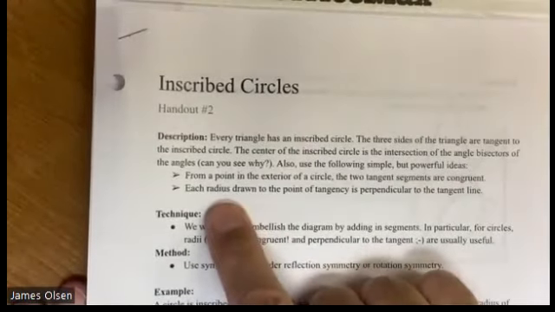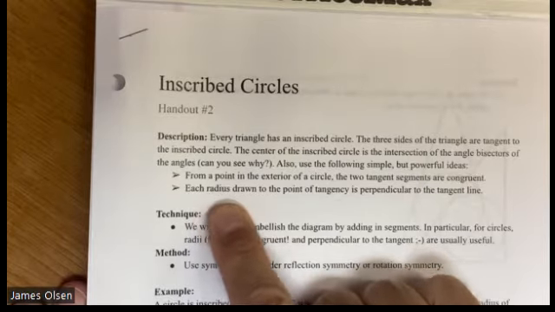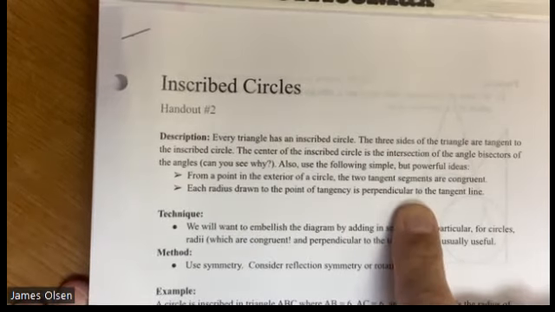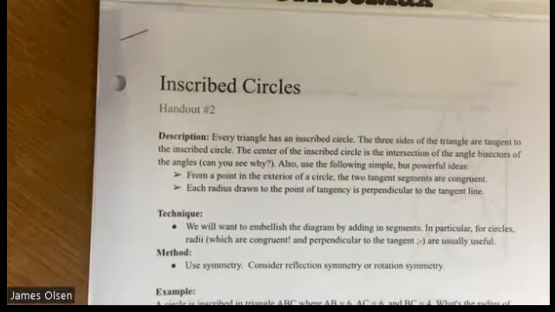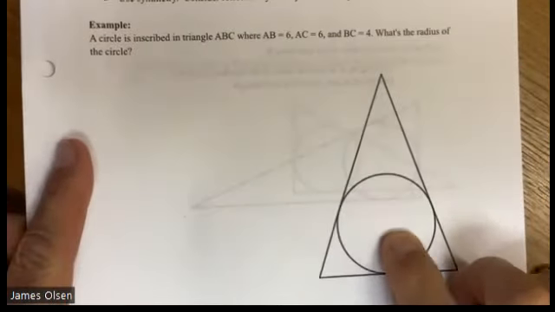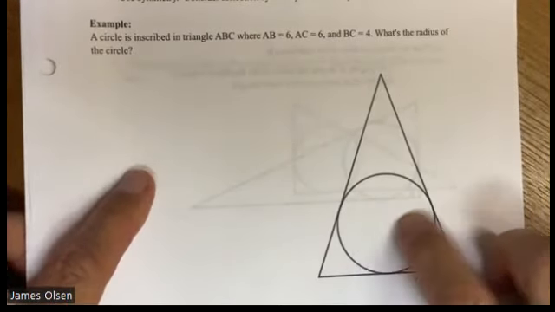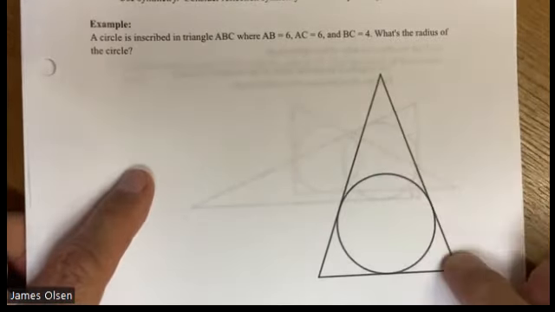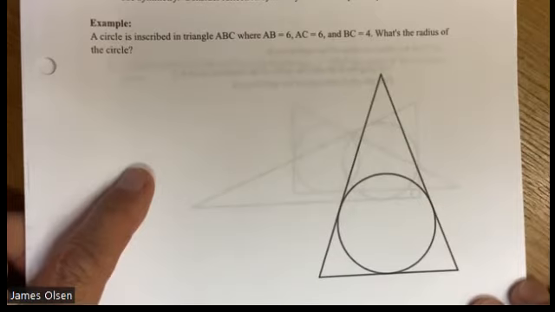Secondly, the relationship between a radius and the tangent line. Each radius drawn to the point of tangency is perpendicular to the tangent line. So if we had the center of the inscribed circle here and drew the radius, this radius would be perpendicular to the tangent line, and we'll see that when we do our example.